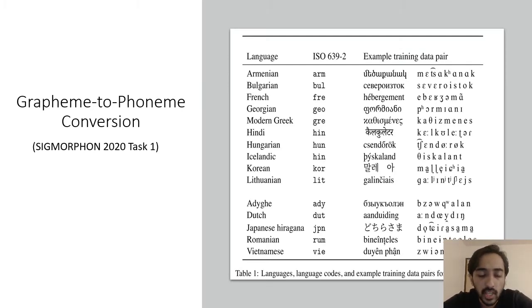The task in question that we experimented on was the grapheme to phoneme conversion task, which was task 1 of SigMorphon 2020. This task is illustrated in the table on the right, where the third column represents the grapheme form of a word across 15 low-resource languages from Armenian to Vietnamese, where the grapheme form represents the text form of a word or how it would be written down. And this form needs to be converted to its phoneme form or how it would be pronounced, which is represented in the standard IPA script format.